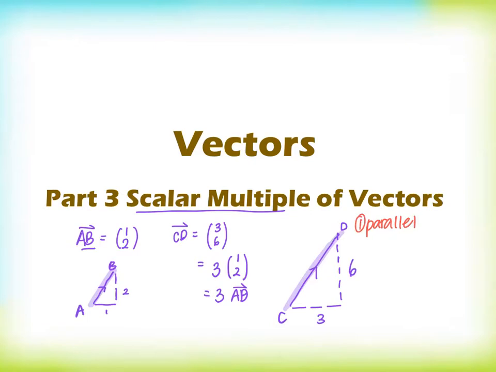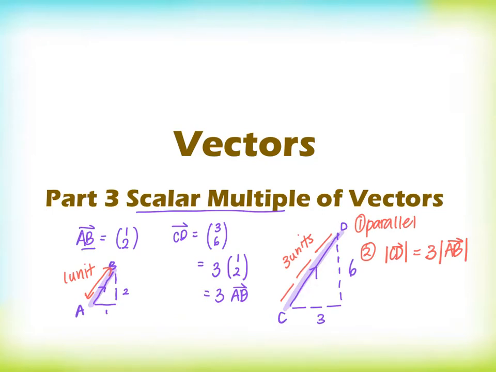Number 2, if I were to look at the length of AB, taking this to be 1 unit, what will be the length of CD? I will have 3 units in return. This tells us about the magnitude. The length or the magnitude of CD is equal to 3 times the magnitude of the vector AB. So the length is 3 times the other one. So this is what is meant by a scalar multiple of vectors.